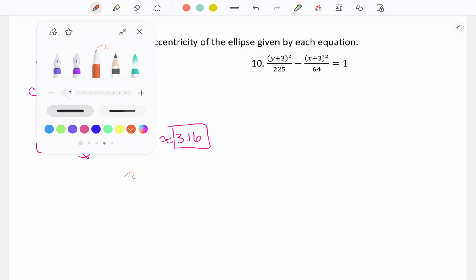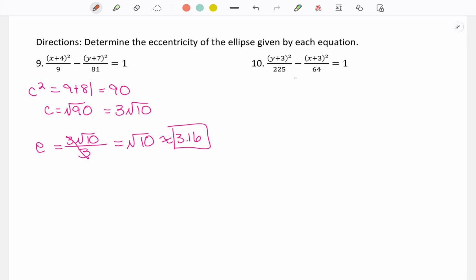And then on number 10, we have c squared equals 225 plus 64. So that leaves us with c squared as 289. So c is 17. So our eccentricity is 17 over 15, which is approximately 1.13.